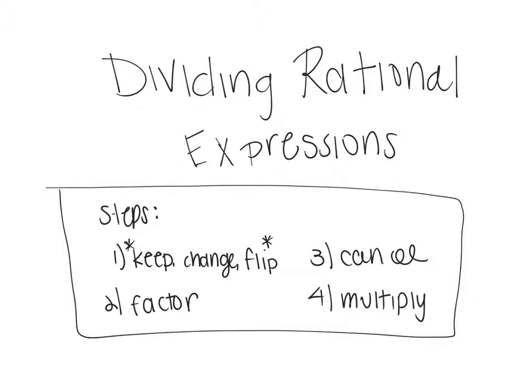So you keep the first fraction, it doesn't change, change the division to multiplication, and flip the second fraction. So take what's on top, put it on the bottom, take what's on the bottom and put it on top. Then from there on, the steps are exactly the same as multiplication. You factor, cancel, multiply across the top, multiply across the bottom.